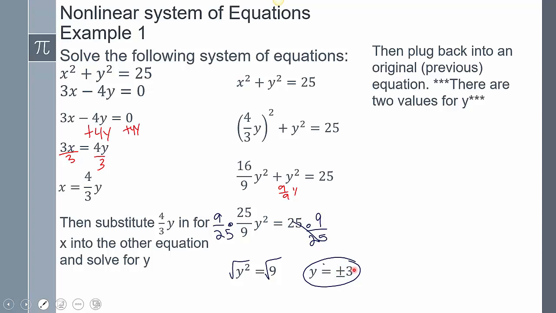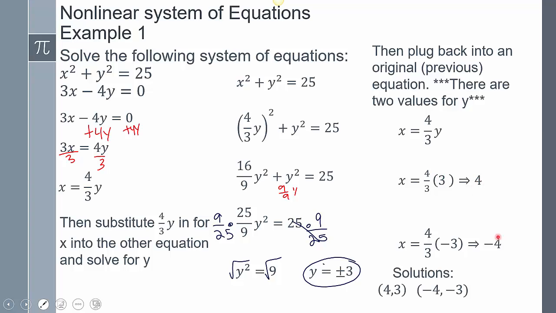So I have to take positive 3 and plug it in, and I have to take negative 3 and plug it back in. I'm going to use this equation right here that already has x by itself. Plugging in positive 3, the 3s cancel out and I get 4. Plugging in negative 3, the 3s cancel out and I get negative 4. And so my solution is going to be (4, 3) and (-4, -3).